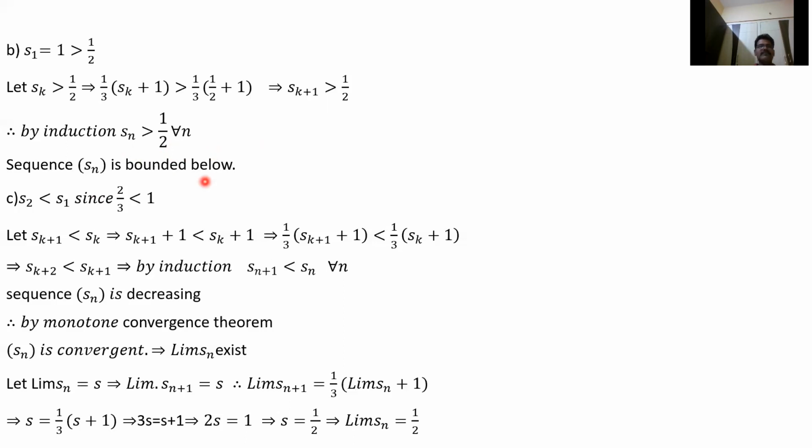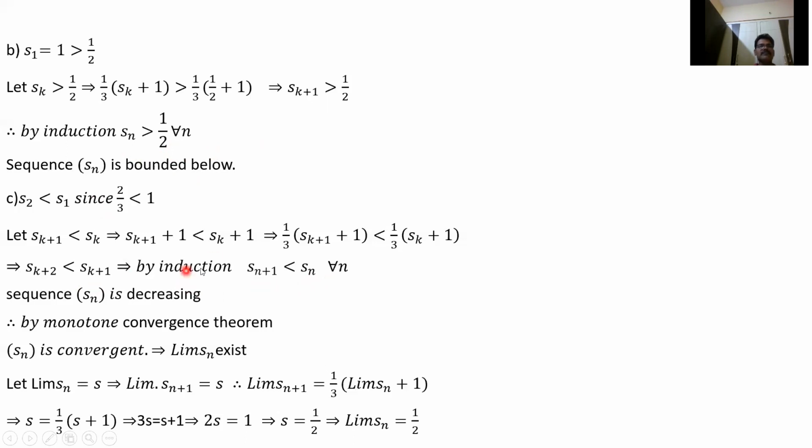So whenever it is decreasing, automatically it is bounded above. So there is no need to show bounded above, because it is enough if it is decreasing. How can we show decreasing? What is the definition of decreasing? A sequence is called decreasing if Sn plus 1 is less than Sn for all n, or Sn plus 1 minus Sn is less than or equal to 0.